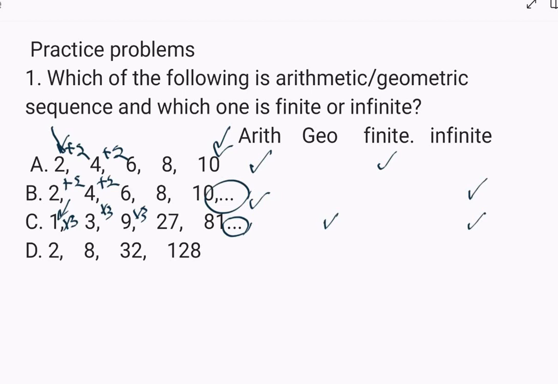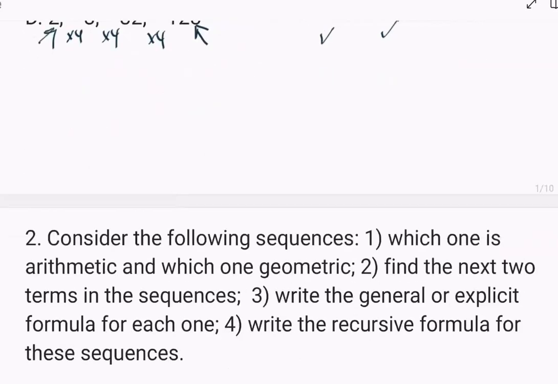How about the bottom sequence, D? Let's look at the pattern. 2 times 4 is 8. 8 times 4 is 32. Times 4 is 128. It has a beginning and has an end. So it is based on multiplication, is geometric, and is finite. The next question.